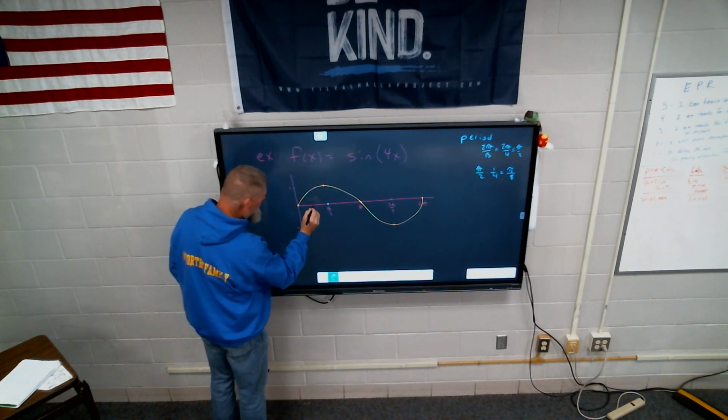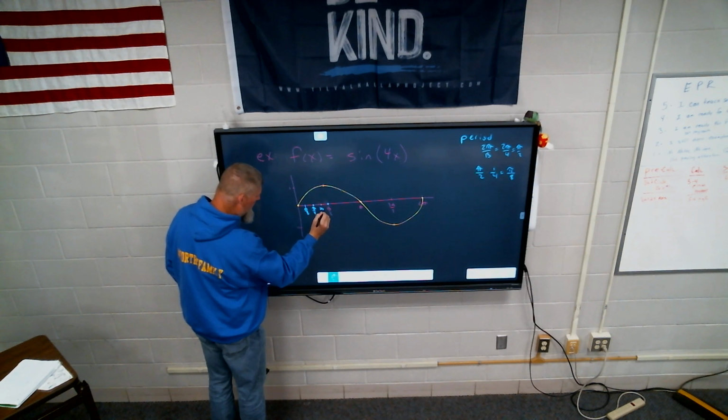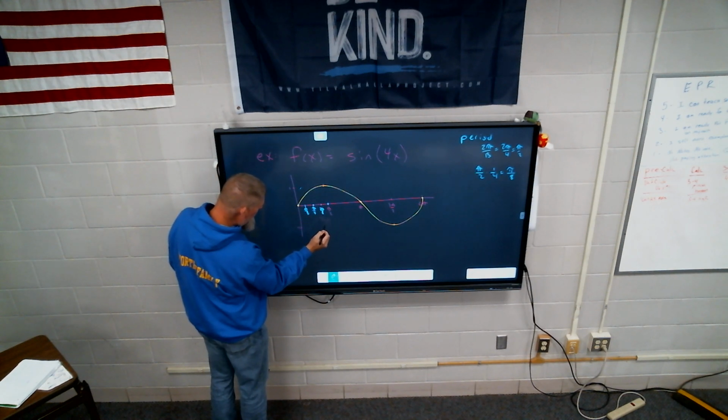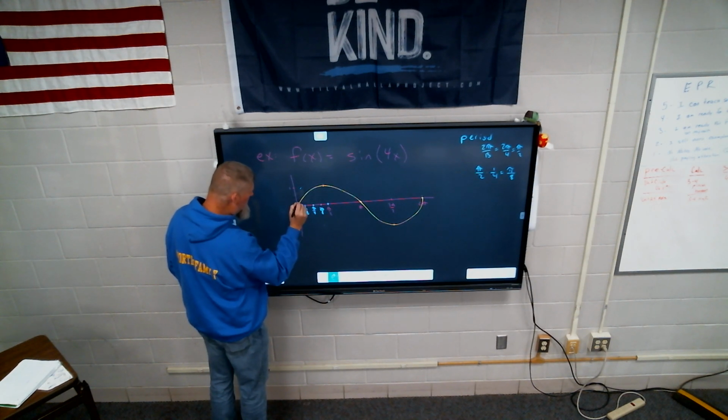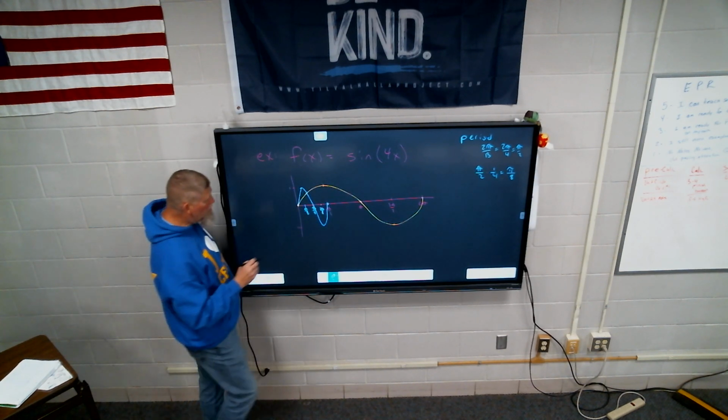Well, if I take pi over 2 and cut it in half, that's going to be pi over 4. Or 2 pi over 8. This one's going to be pi over 8. And this one's going to be 3 pi over 8. So then I know it goes from 0 to 1, back to 0, all the way down to -1, and back to 0. And we see it's very narrow. I did it. And then it's going to do that again.